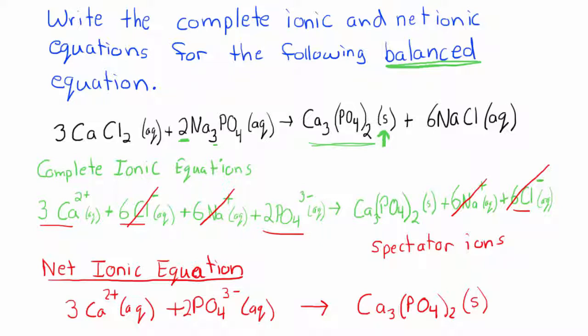Okay, so that's how you write the net ionic equation. I recommend that you write the complete ionic equation first, and when you do that, really concentrate on getting your charges right in your ions and getting the coefficients in front of the ions correct. Then when you get to writing the net ionic equation, it's really easy. You've already got your coefficients, you've already got your charges. All you have to do is cross out your spectator ions and write it all out.